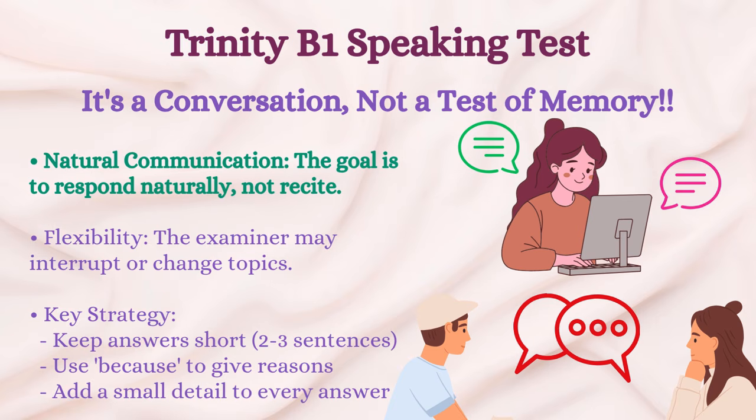The examiner may interrupt you, change topics, and ask unexpected questions. They are not testing perfect English. They are testing if you can understand, respond, and communicate naturally. So to pass, keep your answers short, give a reason, add a small detail, and stay calm when interrupted. If you can do that, passing Trinity B1 is much easier than you think.